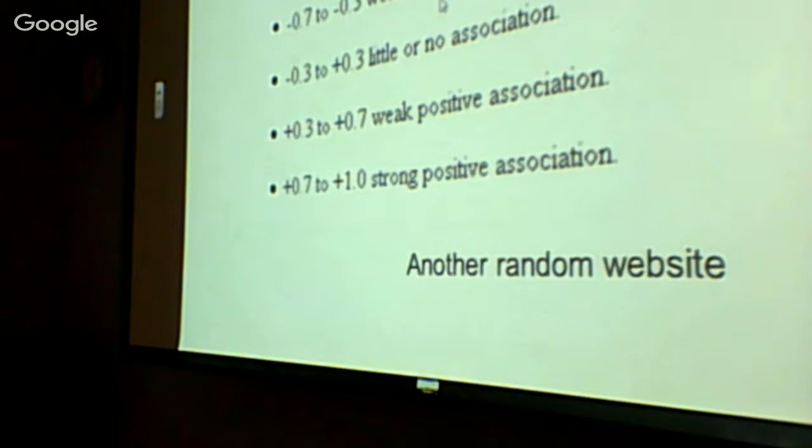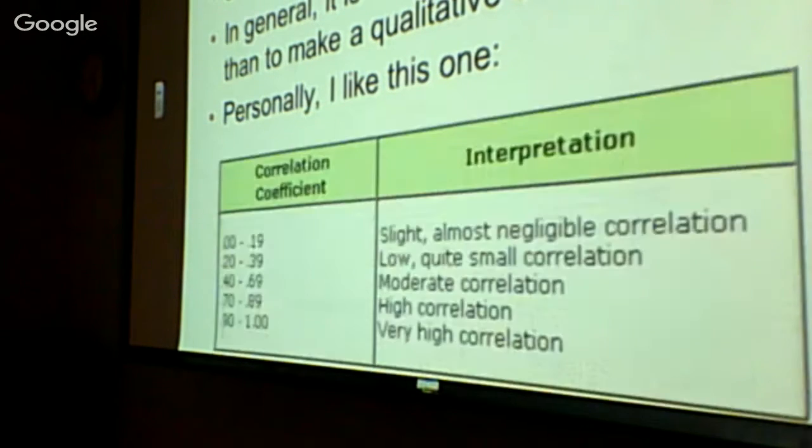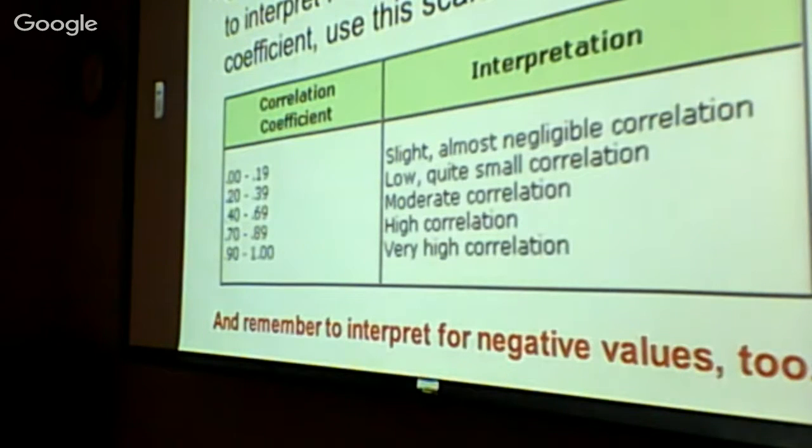Which one do you use? There is no consensus. So different statisticians like different cutoffs. In general, it's better to report the number rather than to qualitatively decide on your own whether or not it's good or bad. I like this one. So this is the one that we're going to use in this class. So if I ask you to interpret the quality or the magnitude of a correlation, then use this table here. And note that the same thing applies to negative numbers. This is for the positive side. The same thing applies to the negative side. So if your correlation coefficient is minus 0.21, then you say I have a low, quite small, negative correlation.